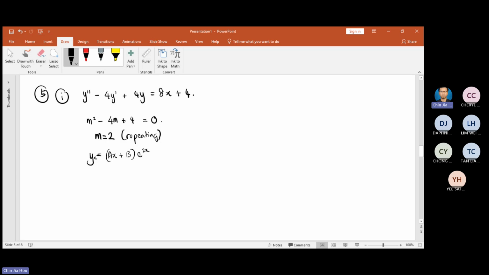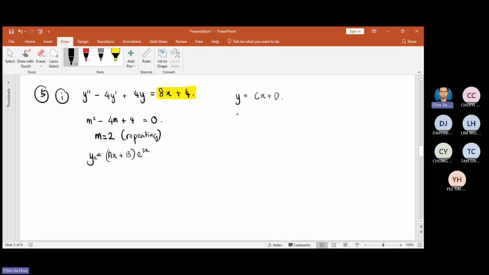Next is the trial function. The trial function is the part that is challenging. For this case, we have 8x plus 4, obviously some polynomial. So what we need to do is our trial function, maybe we put it as y equals cx plus d. Because as you can see here, the power of the x on the right hand side is 1. So cx plus d. If it's power of 2, then we have cx squared plus dx plus e, so on and so forth.